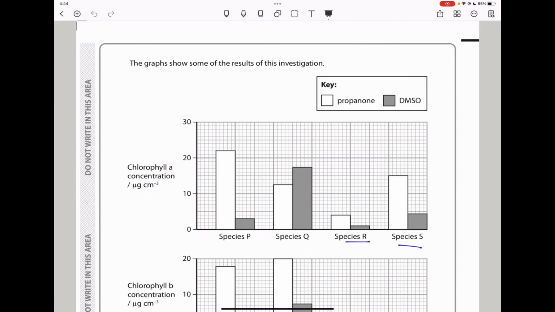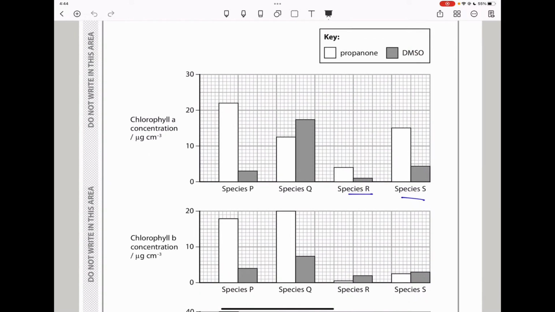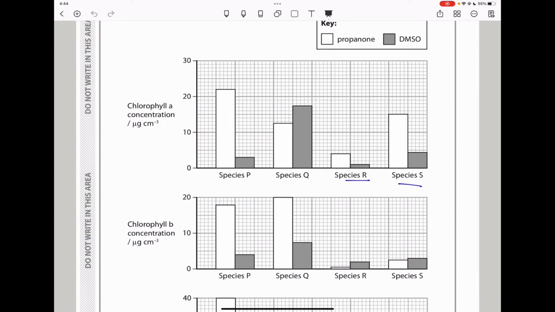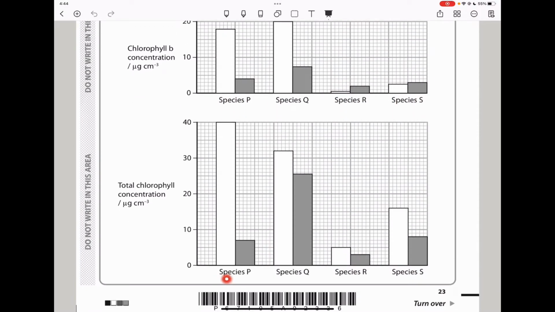Let's move on. So here they say the graph shows some of the results of this investigation. We can see the data for propanone and the data for using DMSO. Here we see species P, propanone, DMSO. Here we see propanone, DMSO, and so on. The vertical axis is chlorophyll A concentration, so this is for chlorophyll A. And down here we can see the vertical axis has chlorophyll B. The concentration is in micrograms per cubic centimeter. And here we see the different species that were extracted. Looking down here, we can see species P, Q, R, and S. Again, this is total concentration of chlorophyll.